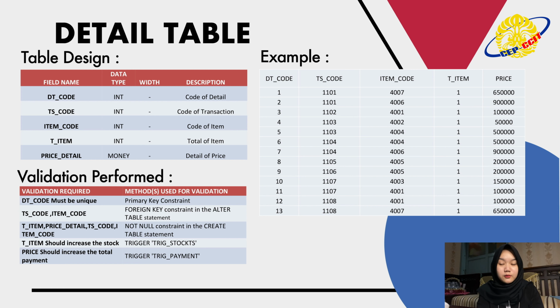In validation perform, we have a DT code as a primary key, TS code and item code as a foreign key in the alter table statement. T item, price detail, TS code and item code as a not null in the create table statement. The T item should increase the stock as a trigger, trigger stocks, and the last price should increase the total of payment as a trigger, trigger payment. And about the example table, you can see in the table provided.